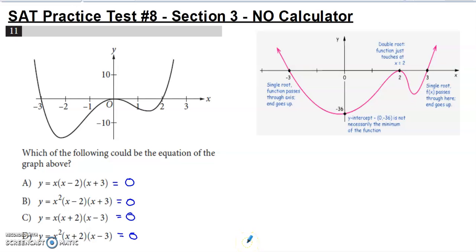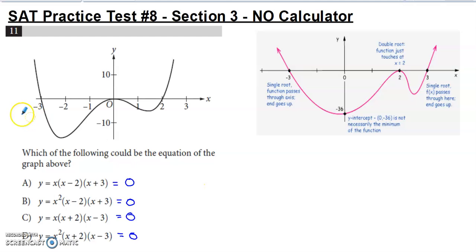So in this video, we'll continue to make our way through SAT practice test number 8, section 3. So we've got the last 5 non-calculator multiple choice questions to discuss here. Start with number 11. In number 11, they give us the graph of some polynomial, and they ask us which of these equations they could be showing us the graph of.